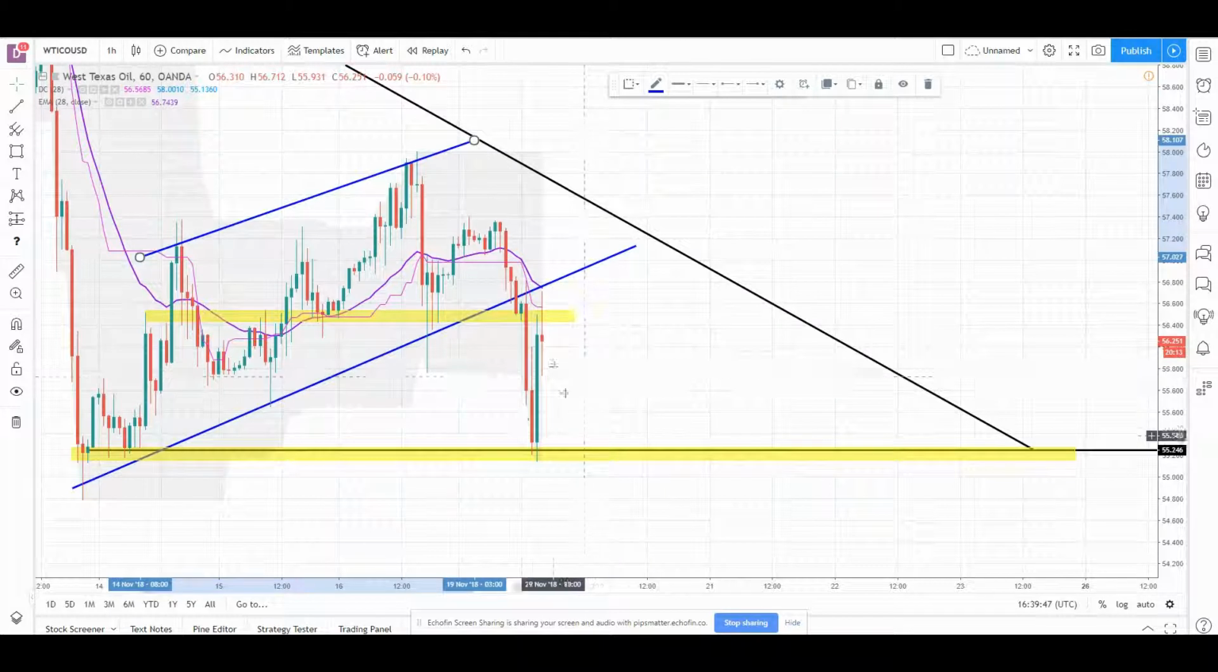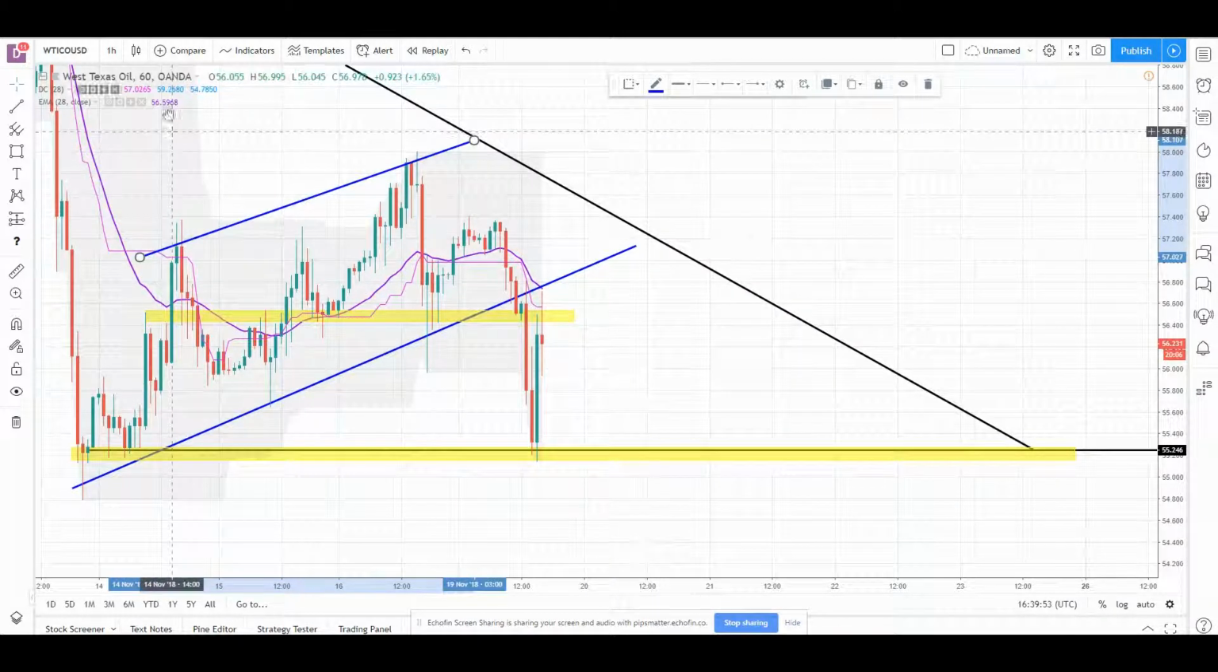And if it does, then we could have a problem. If it doesn't, then we're good. Lots of uncertainty happening here on this candle. Good indications of price action going lower.